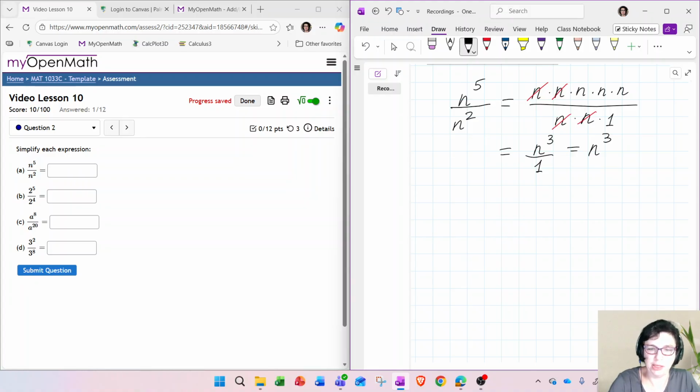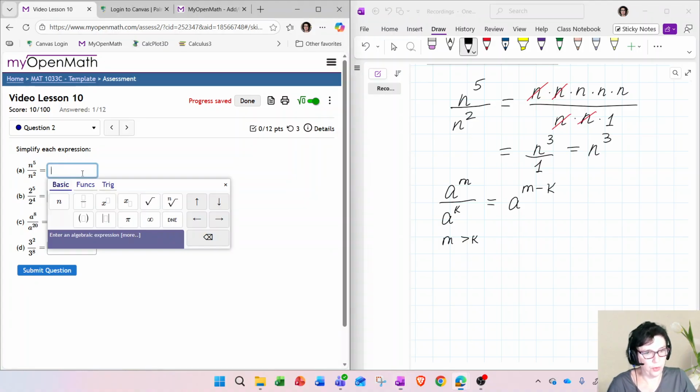Okay, let's generalize that. The rule is going to look like this. If I have a to some power, let's say m, and then I'm dividing by a to another power, let's say k, and I'm assuming that m is greater than k. For example, here 5 is greater than 2. Then you're going to get a to the power m minus k. That will work over here because 5 minus 2 is 3.